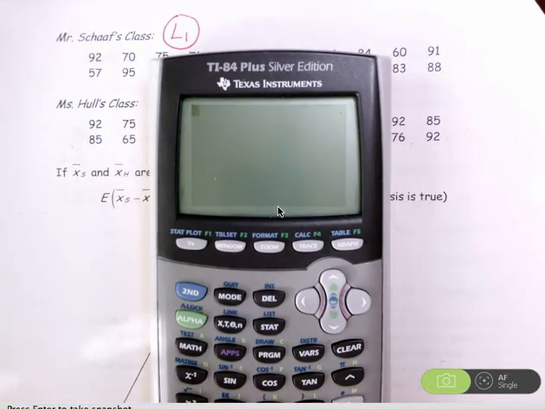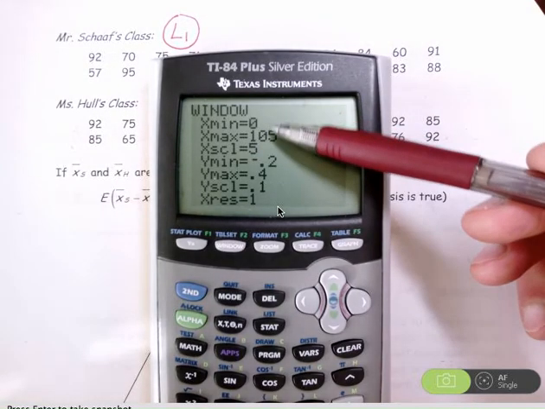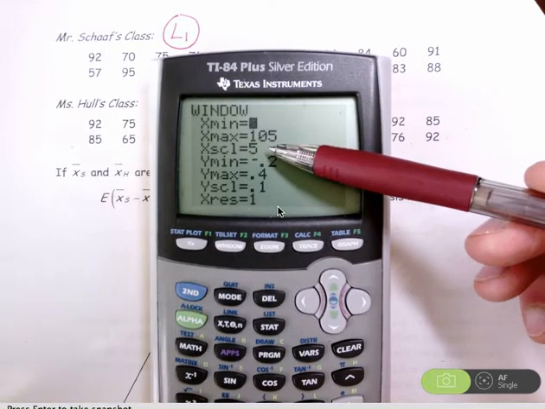Even though the sample size combined exceeds 30, it's still important to graph the data and get an idea of what's really going on. These are test scores, so a window from 0 to 100, I called it 105. I used a scale of 5. That's perfectly good enough. You can zoom 9 if you want to. I just want to be able to see the box and whisker plots.